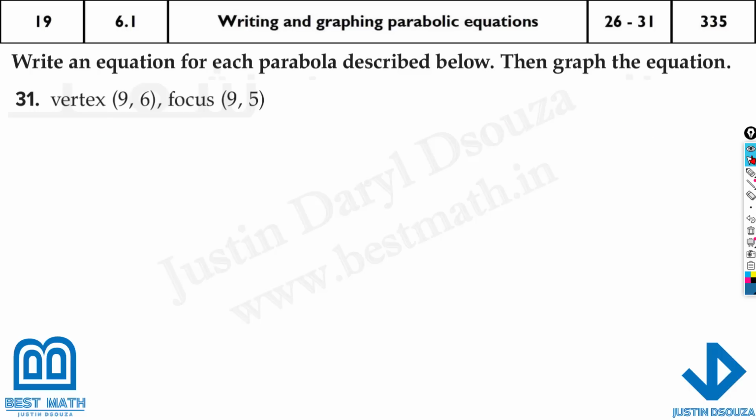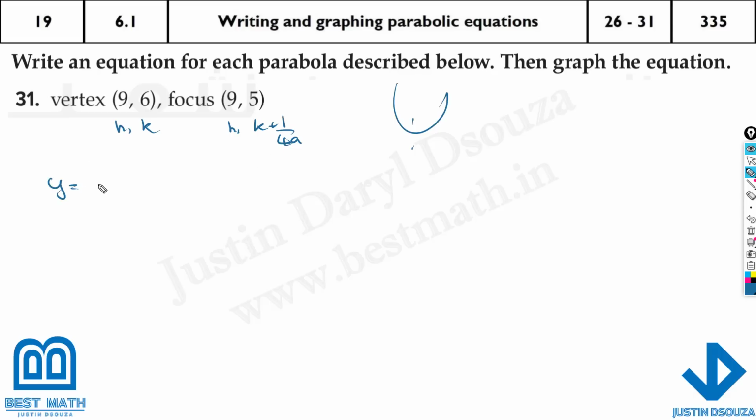Vertex and focus, we have done this problem. Now what you do is see here what is same. X is same. What is changing? Y is changing. That means it's vertically aligned, isn't it? So here we have (h, k). H is same. K is plus 1 by 4a. Always focus will be plus, directrix will be minus.